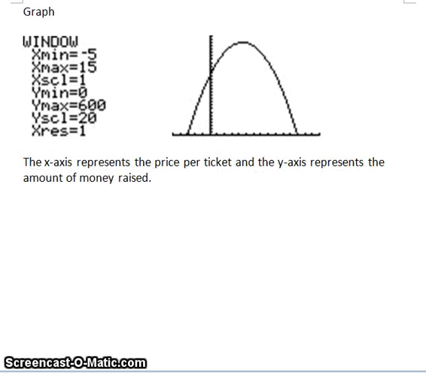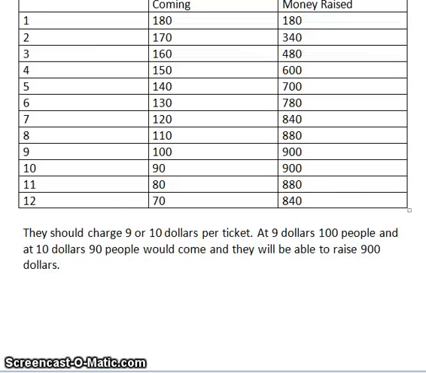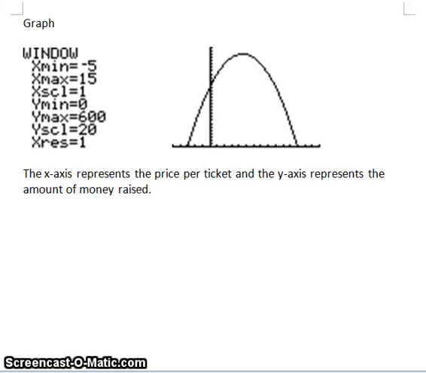And lastly, I made a graph to show the parabola of the situation. I showed you before a table of this, and since over here it increases and then starts to decrease, I decided to create a graph to show the increase and decrease. So this is my window I set it at, and this is my graph that I created with my equation.